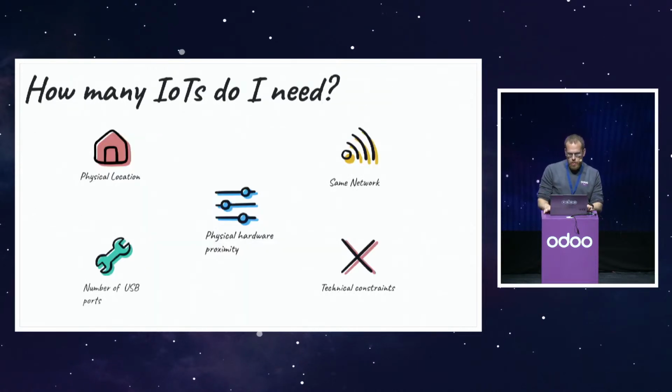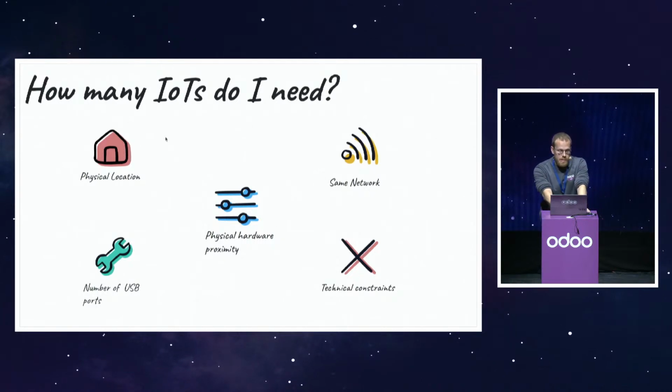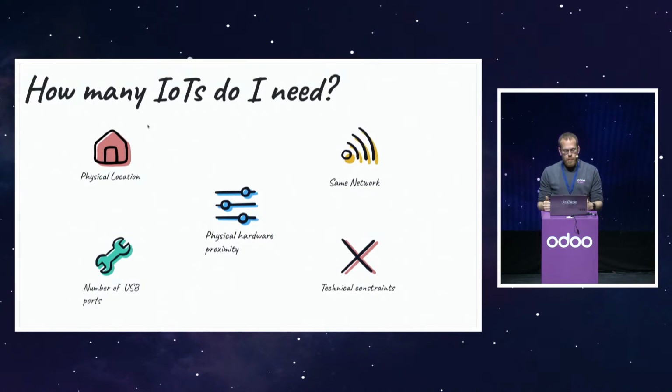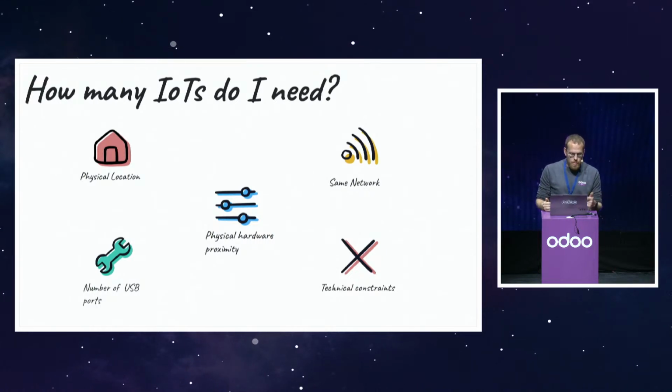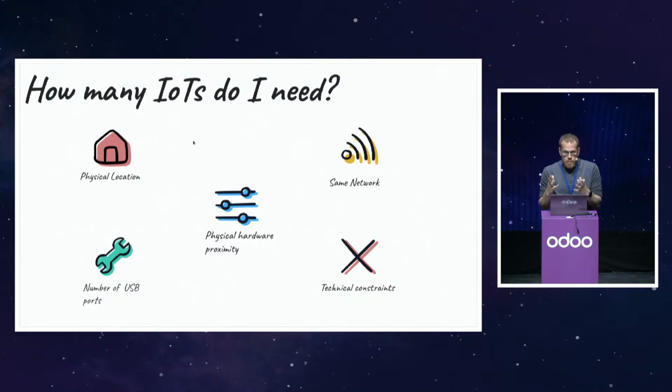Okay, now how many IoT do I need? Well, it will depend first on the physical location. Imagine that you have one shop in Liège and one shop in Brussels, then you will need, of course, two IoTs, because they won't be on the same network.